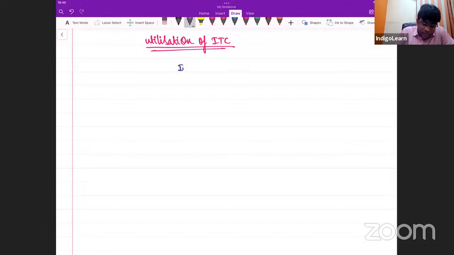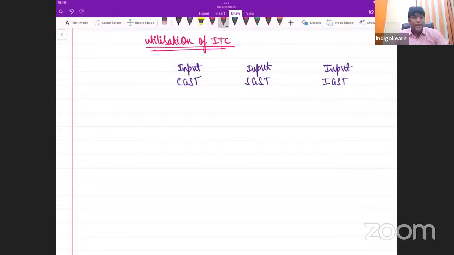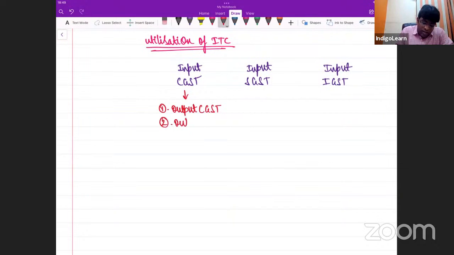Now, there can be input CGST, input SGST, and finally input IGST. Input CGST and SGST will come when you do intrastate inward supply. Input IGST will come when you do interstate inward supply. Input CGST is to be used first for output CGST, second for output IGST. But you cannot use CGST for SGST or SGST for CGST. Getting clarity, guys? I repeat, input CGST is first used for output CGST, then for output IGST. But we cannot use CGST credit for SGST or SGST credit for CGST.